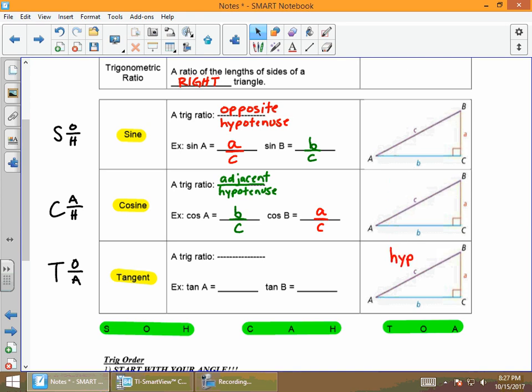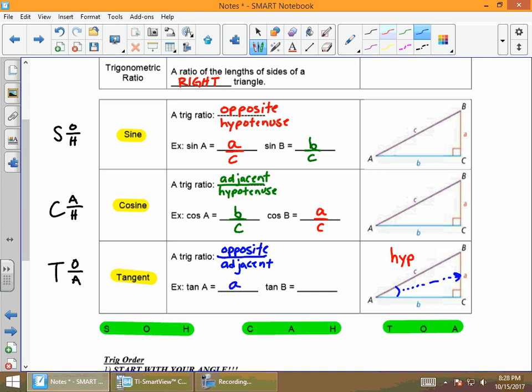And if I want to find the tangent, again, I'll drop that down because the hypotenuse is still C. So the tangent is O over A. Well, the O stands for opposite leg, and the A stands for the adjacent leg. So the ratio here, if I want to find the tangent of angle A, here's angle A. It is the opposite leg, which is A, divided by the adjacent leg, which is B. And I don't even need the hypotenuse at all in this one.